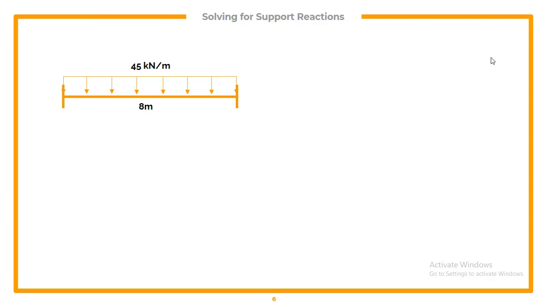Okay, for our last example for solving the support reactions, as you can see, guys, our support is no longer simply supported. It is a fixed end. Let's assume this is A and this is B. It is fixed here. Meaning, when it is fixed, how many reactions? We have 3 reactions: a vertical reaction, a horizontal reaction, and a moment.